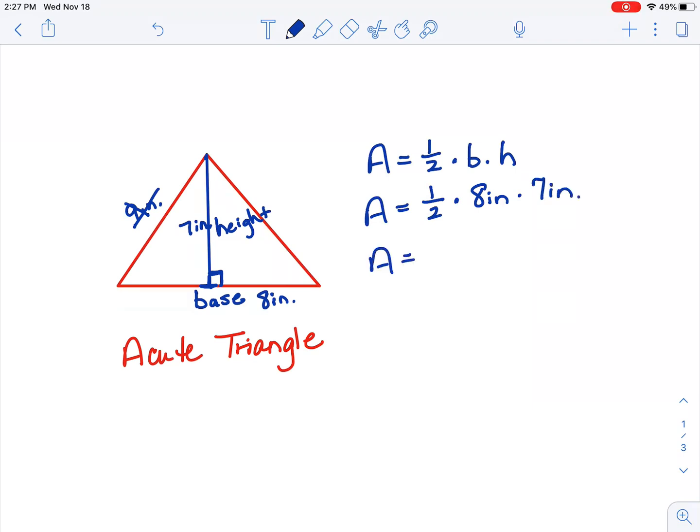Now, you can solve this many ways. You can go from left to right like order of operations tells you to. You can say, okay, what's 1/2 of 8 times 7, which is 56. You can do it that way. Or you can go from left to right and say half of 8 is 4 inches times 7 inches. What we did was order of operations. So area would be 28 inches times inches is inches squared. So this would be my area.